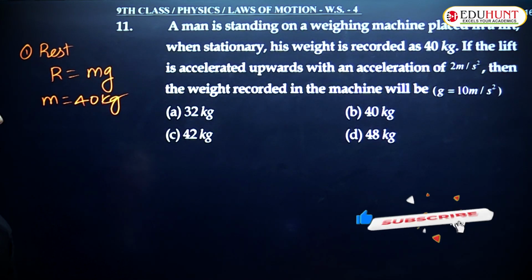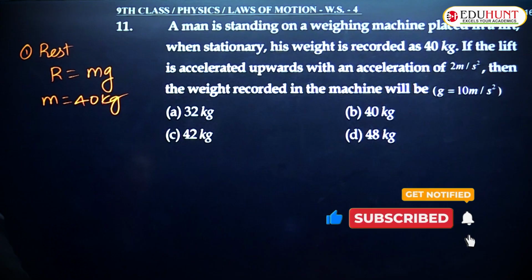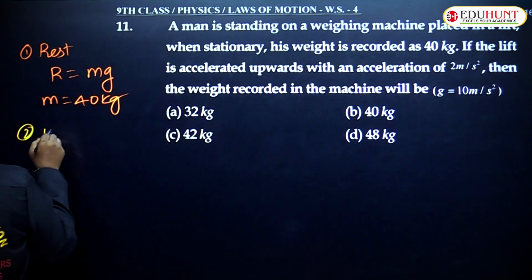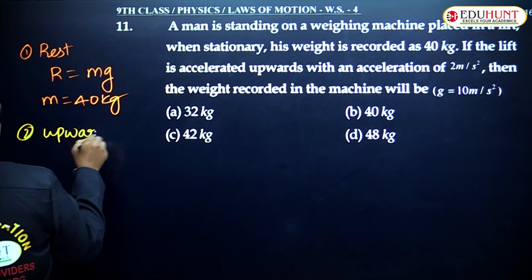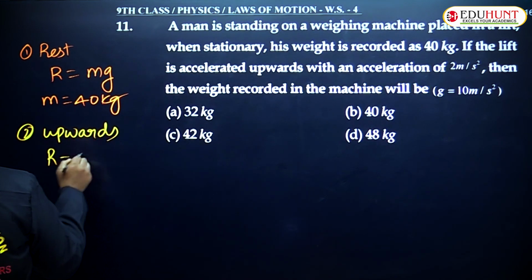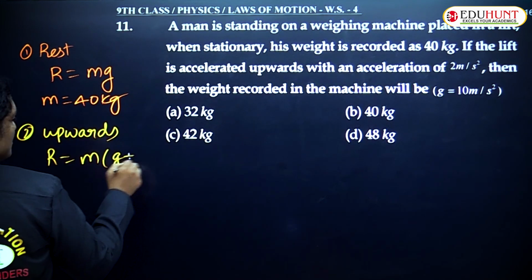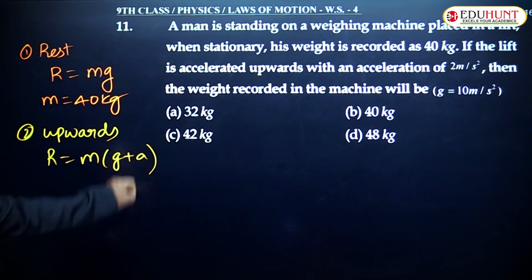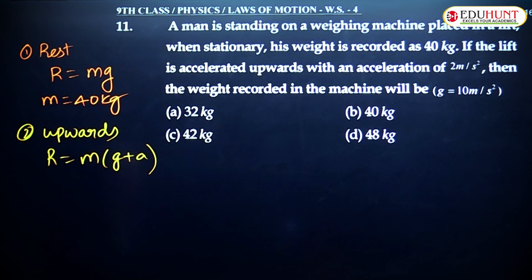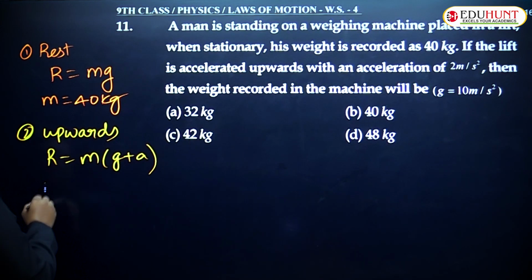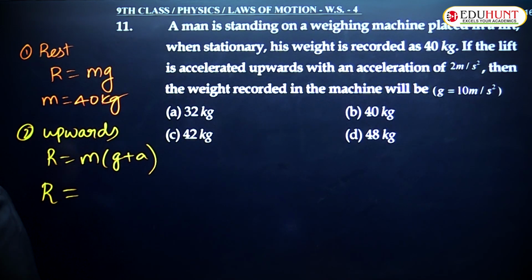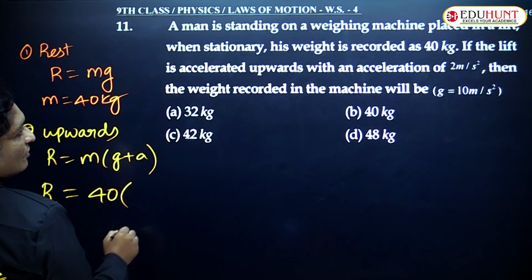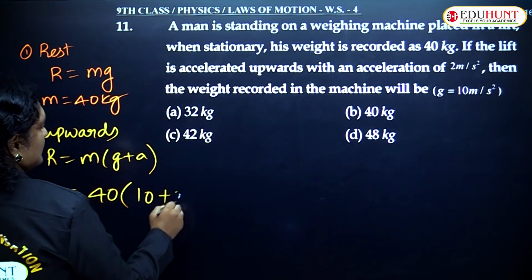If the lift is accelerated upwards with an acceleration of 2 meter per second square. So in case 2, when the lift is moving upwards, then formula will be R equals to m into g plus a. a value was given as 2 meter per second square. Then the weight recorded in the machine will be, simply find out the value. So mass given as 40 kg, value of g 10, acceleration 2.